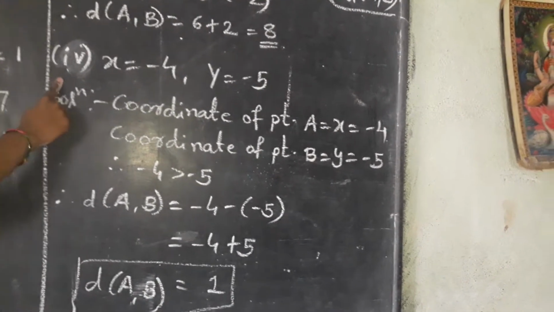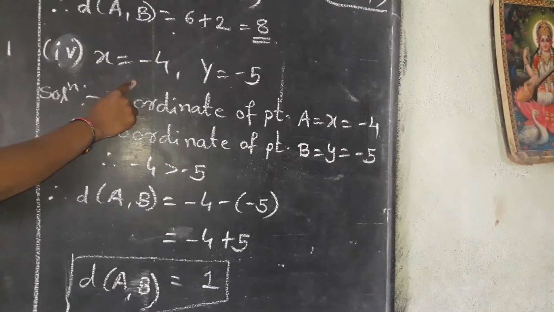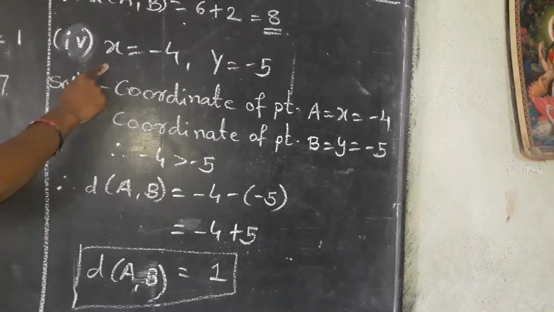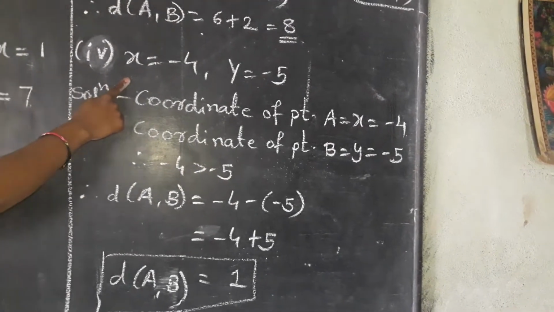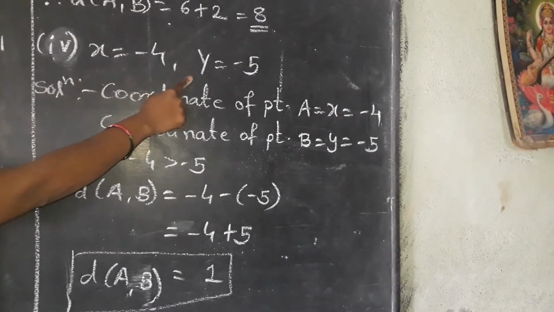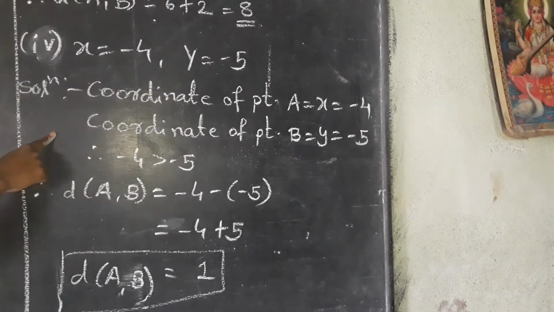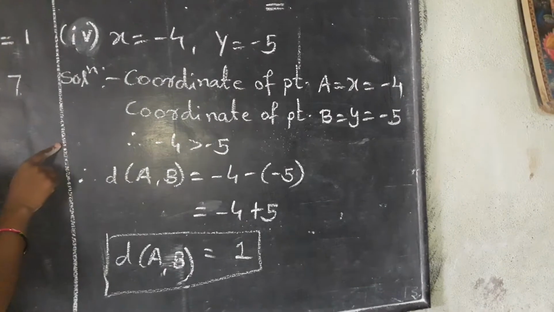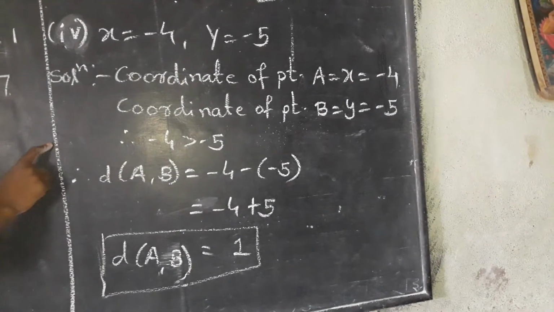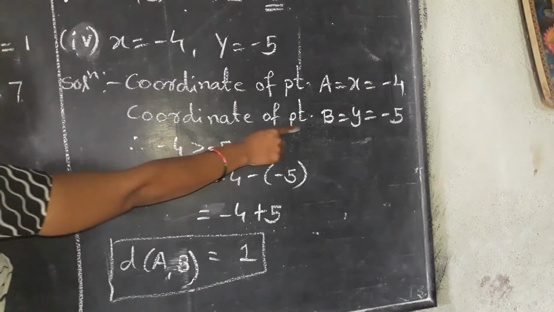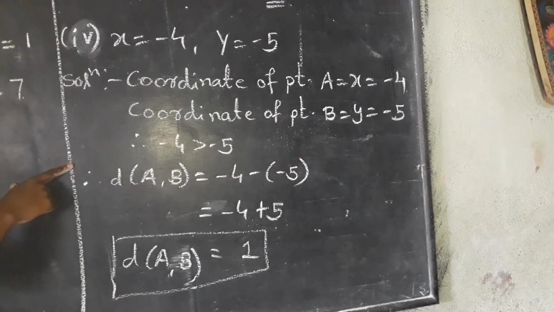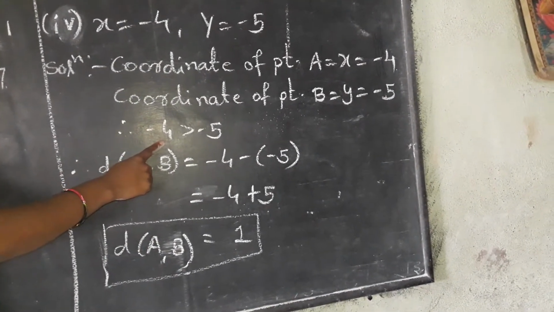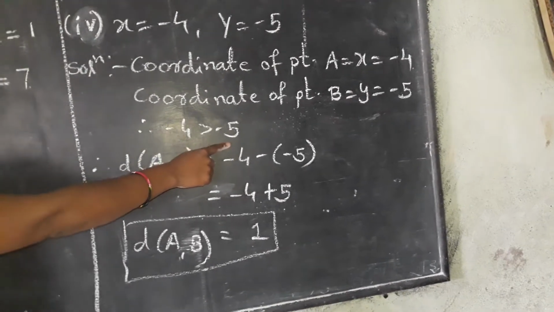Our example 4 is x is equal to minus 4 and y is equal to minus 5. Once again, x is nothing but the coordinate of point A and y is nothing but the coordinate of point B. So coordinate of point A is equal to x, which is equal to minus 4, and coordinate of point B is equal to y, which is equal to minus 5. Therefore this minus 4 is greater than minus 5.